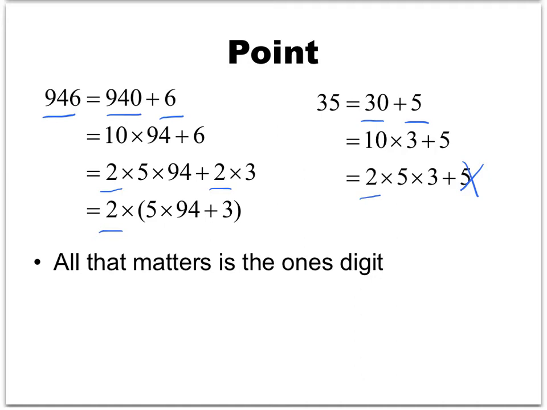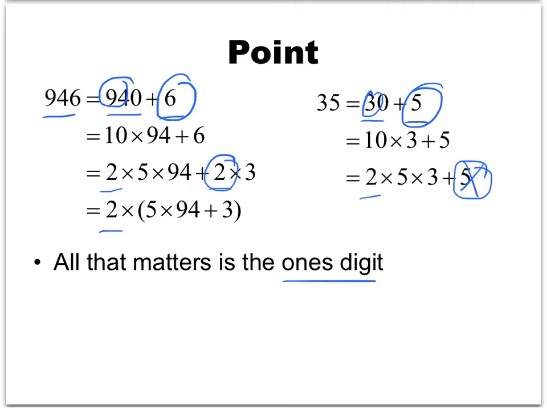And so in the end, all that really mattered was this last number here, the 6 or the 5. The 6 we were able to factor a 2 out of, the 5 we were not. And so all that matters is the ones digit. The first digits in the number, the 94 or the 3, those just didn't matter. All that mattered was the ones digit. If we're able to factor a 2 out of that ones digit, then we're able to factor a 2 out of the whole number.